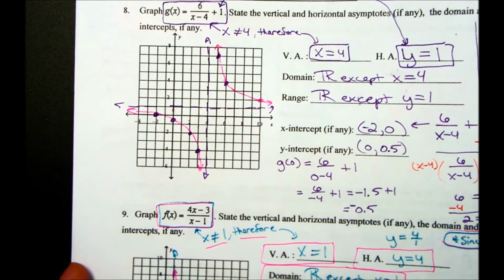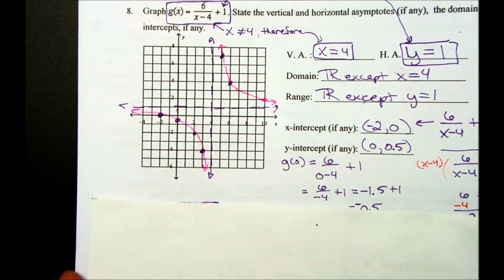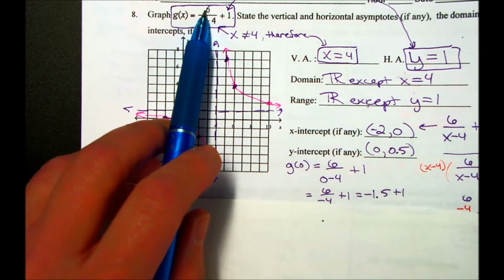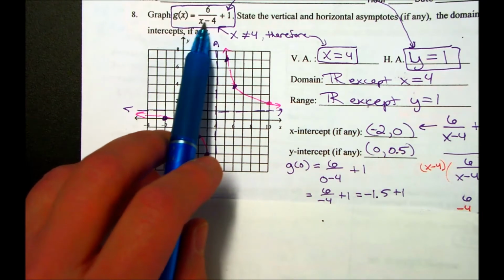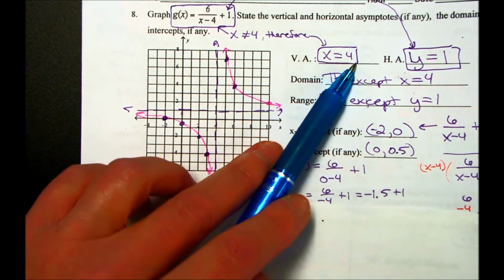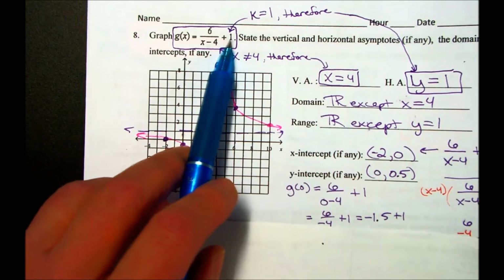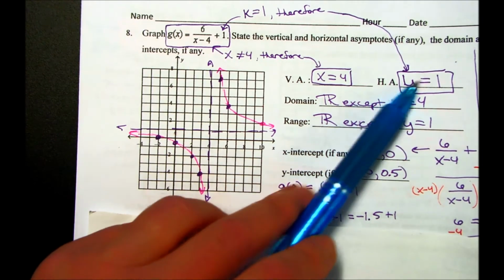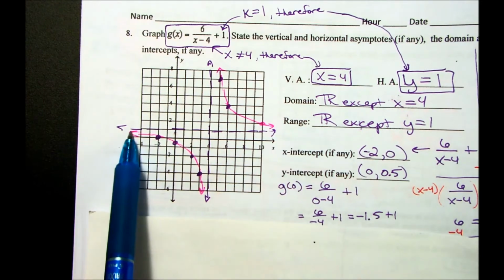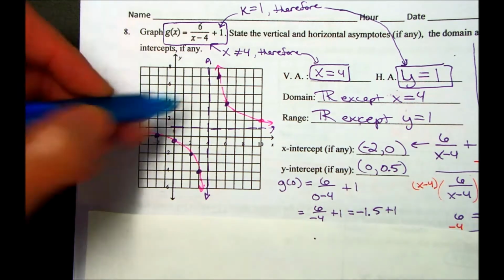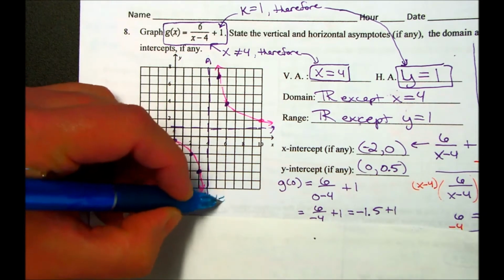We have another graph, but this time we have an h and a k value. So again, it's just a constant in the numerator, x minus 4, so x cannot equal 4, so therefore the vertical asymptote is going to be x equals 4. Because we have this +1, that means the graph is shifting up one space, so your horizontal asymptote is going to be y equals 1. So here's your horizontal asymptote at y equals 1. And here's your vertical asymptote at x equals 4.